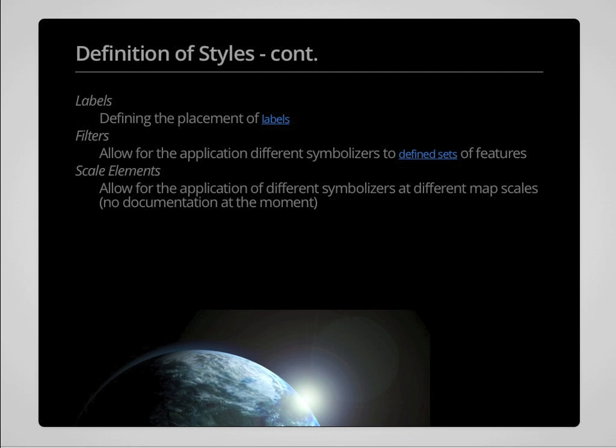Additional information that may be included in an SLD include a specification for labeling, specifically defining the placement of labels within a rendered map image, filters for modifying the actual features themselves as they will be delivered as a part of the map image, and also for determining to which features a particular style definition would be applied, and also scale elements that allow you to define alternative symbolizers for different map scales, allowing for some very sophisticated visualizations of map data from a single layer depending upon the map scale at which that particular layer is being rendered.